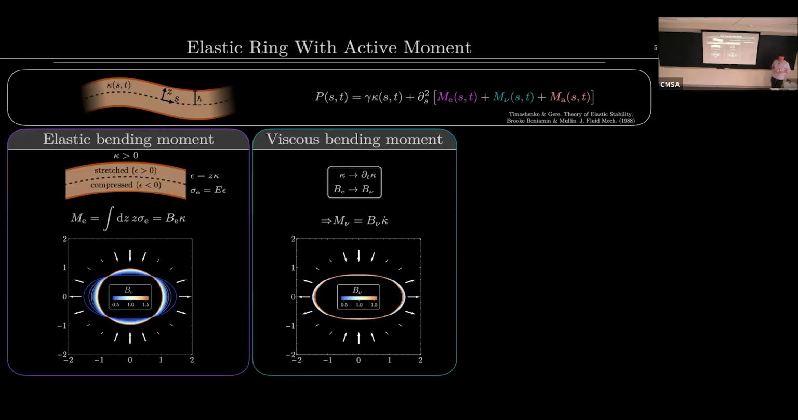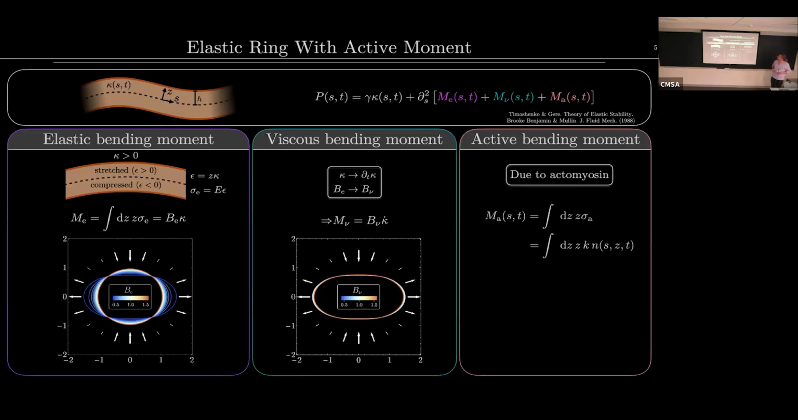And then the activity comes in as this active moment. We take the stress that we had before, which is proportional to the concentration. You take these force dipoles everywhere, integrate them over the width similar to before, and then you get the equivalent active moment.